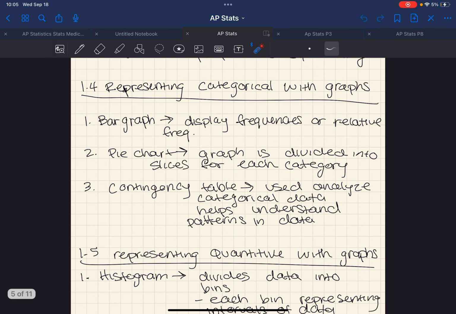1.4 is representing categorical data with graphs. So we talked about 2 graphs in class, and that was the bar graph and the pie chart. A bar graph displays frequencies or relative frequencies, and a pie chart is a graph divided into slices for each category. One thing that we didn't mention is a contingency table, and a contingency table is used to analyze categorical data and help us understand the patterns in the data. So that's the important keyword there.